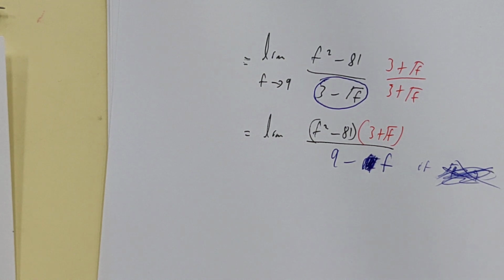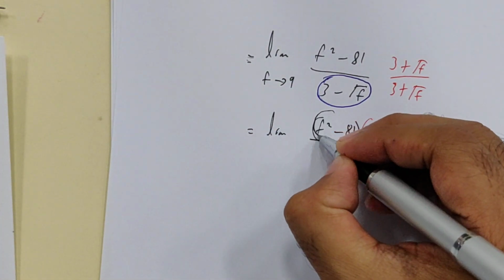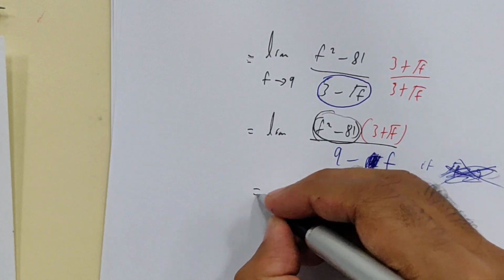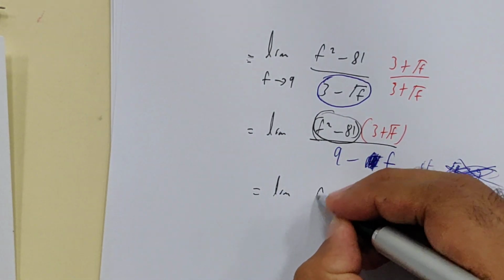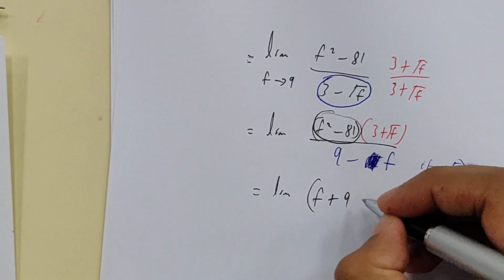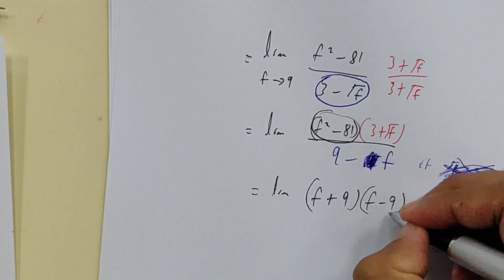Okay, then I look there carefully. I see f squared minus 81. And I give it a try. I factorize that. I get f plus 9, f minus 9.